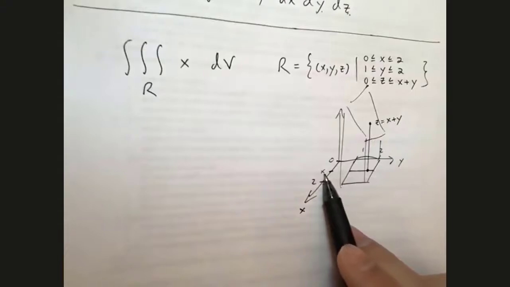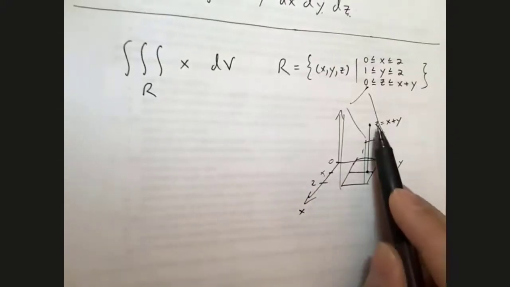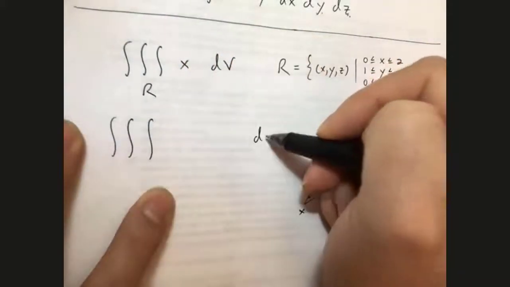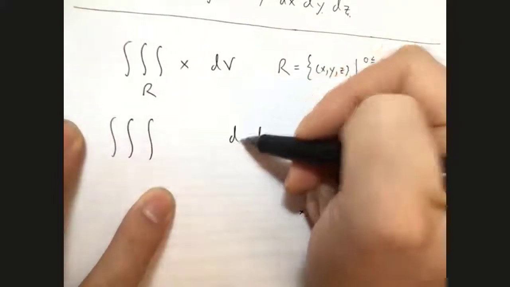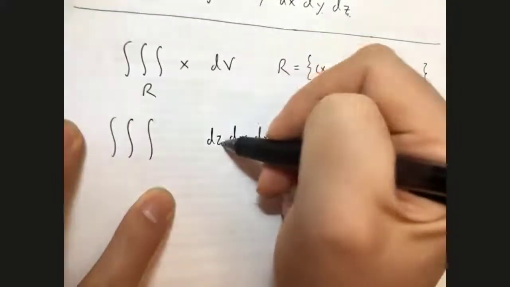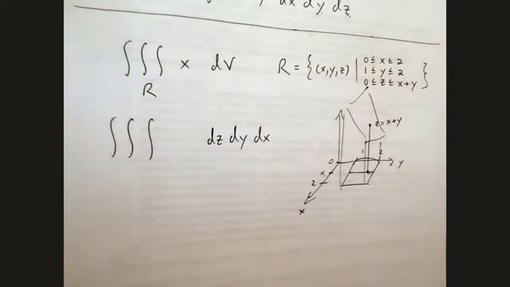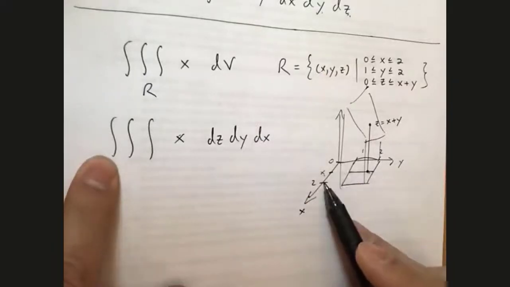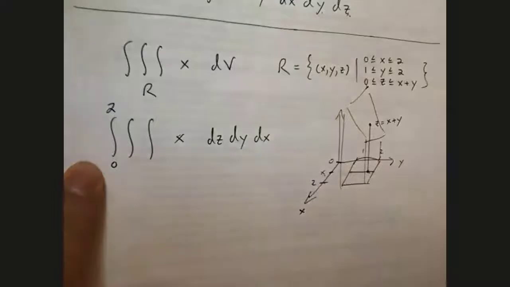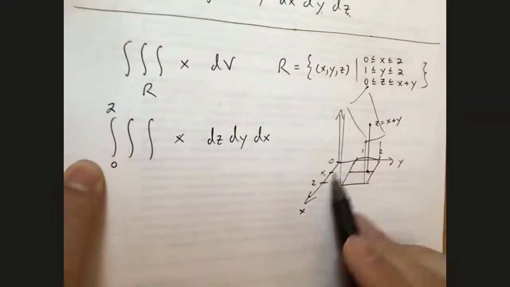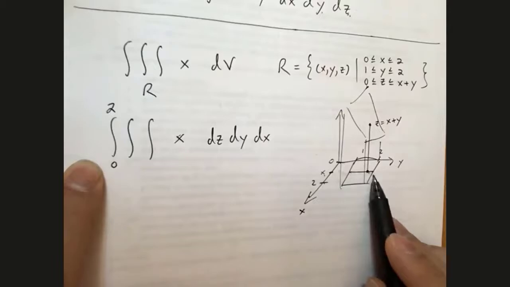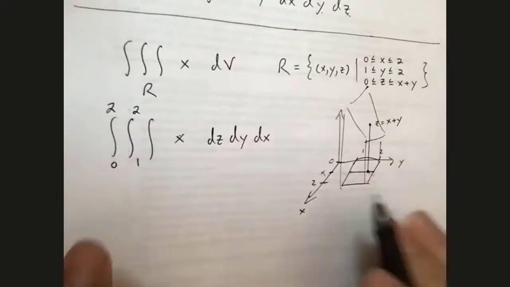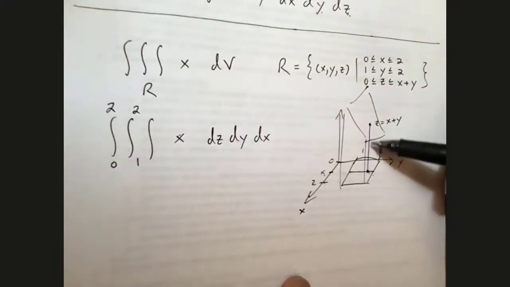So for each fixed x, I did a y, and then for each x and y, I did the z. So when we're thinking about this integral, we're doing the x on the outside, and then the y, and then the z. You work your way outside in like this. The x's were ranging between 0 and 2, so the outermost integral is going to have 0 to 2. Now for each one of those x's, y is going from 1 to 2. And then once I've specified x and y, I know that z is going from 0 up to x plus y.